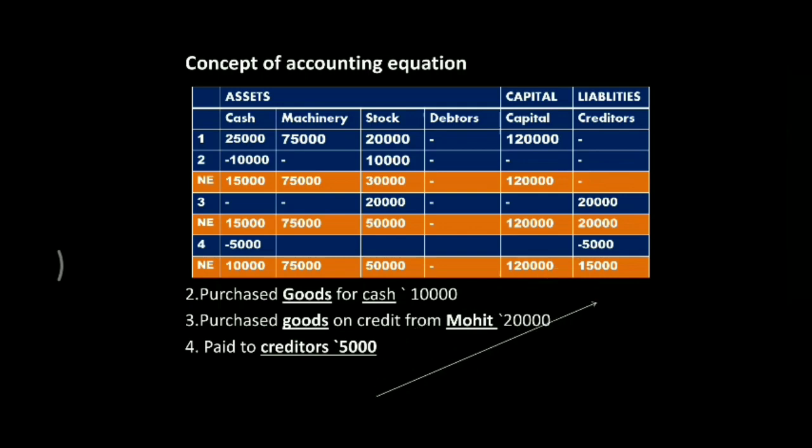So the new equation: cash now 10,000, because earlier it was 15,000 and we have paid 5,000 to Mohit. Now current cash position is 10,000, machinery 75,000, stock 50,000, capital 1,20,000, and now creditor has reduced from 20,000 to 15,000.